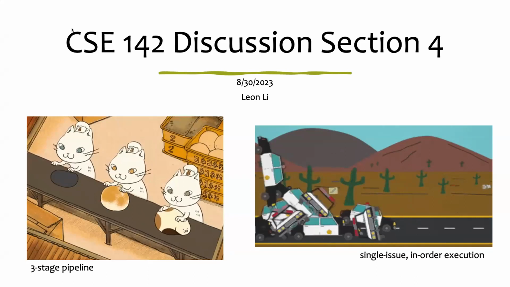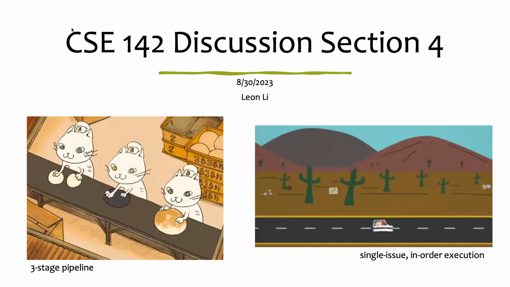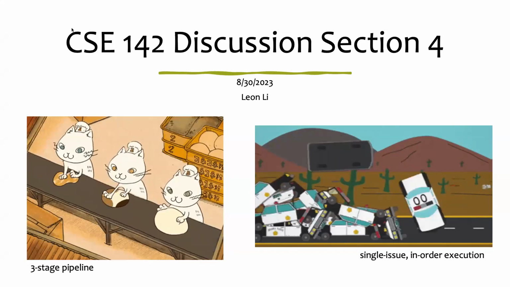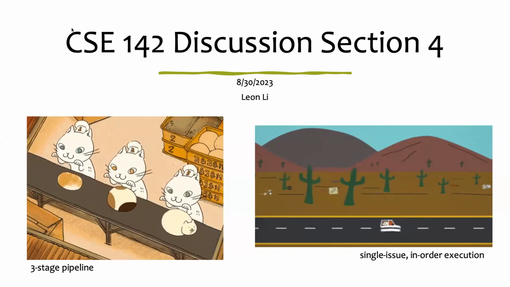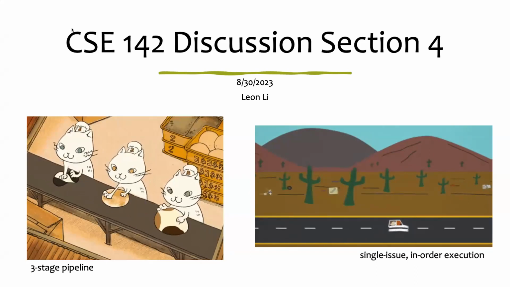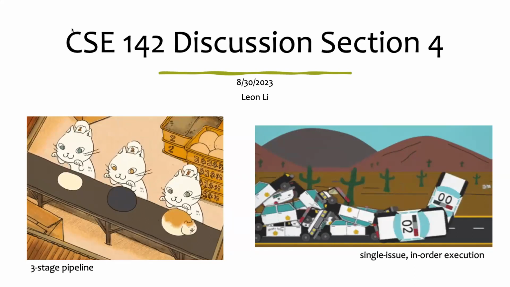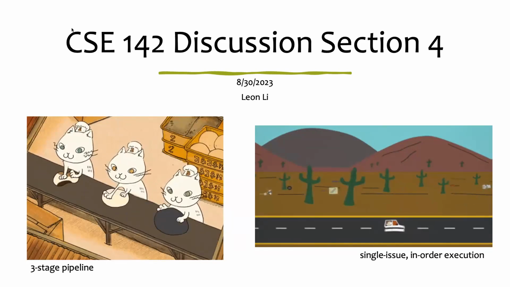All right, maybe let's get started. As you can see, this is our three-stage pipeline for making a puppy, or cat. And on the other side, we have a single issue in all the execution. If your pipeline is blocked by any stage, then all of the subsequent operations cannot proceed. So they have to crash over there.